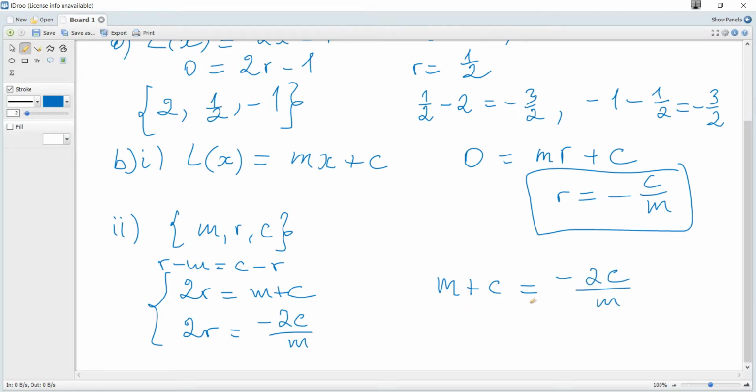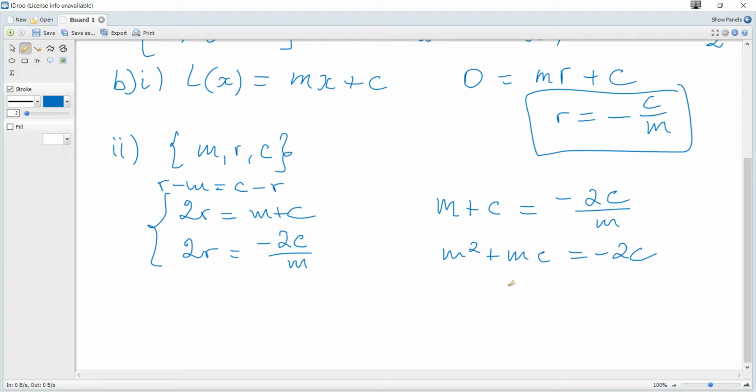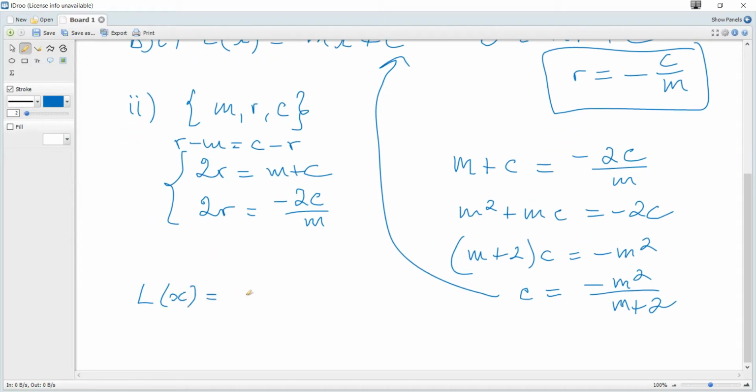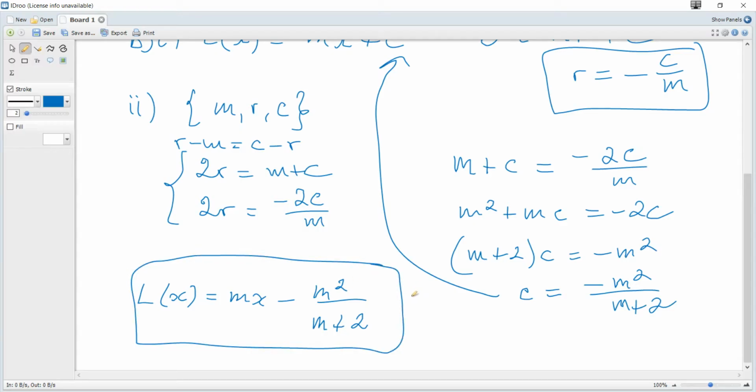Let's multiply each term by m. So m squared plus mc is negative 2c. Let's move the negative 2c to the left, and factor out c, so it becomes m plus 2 times c is negative m squared, so c is negative m squared over m plus 2, and substitute into this, and we get as required L of x is mx minus m squared over m plus 2.